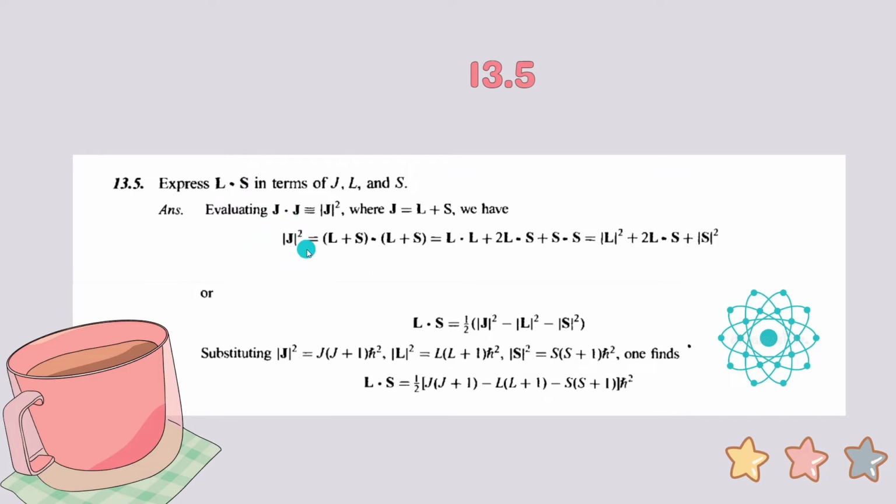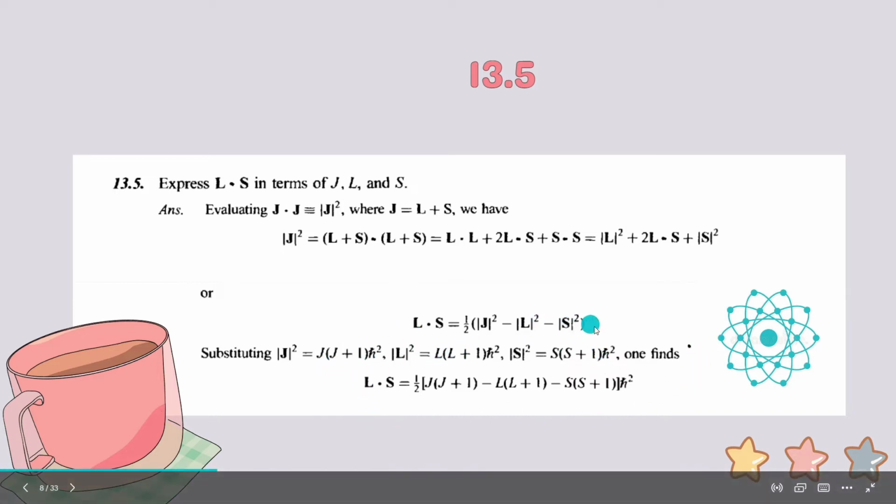J modulus squared is equal to L plus S dotted with L plus S, because we see that J is equal to L plus S. So when we have J squared, L plus S too should be squared. Just solve this until we get this expression. Another way to solve this question is to use this formula: L dot S is equal to half of J squared minus L squared minus S squared. This is the common formula. We just substitute and solve this equation, and we get this expression.